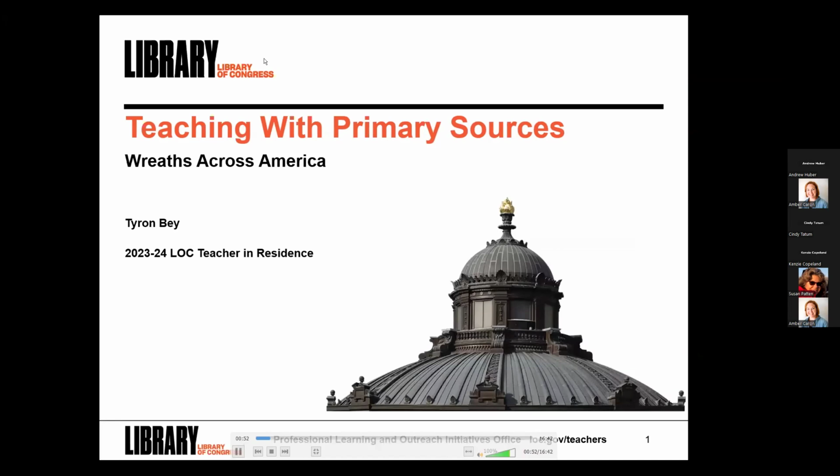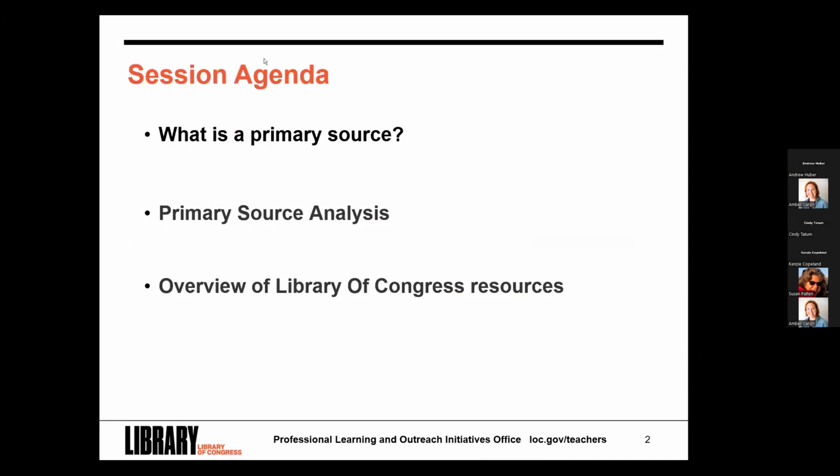So today we're going to have a very simple process. We're going to look at what is a primary source and analyze a primary source. And then after we analyze that primary source and I show you some tools or resources you can use to do that, we're going to give you an overview of resources here at the Library of Congress.